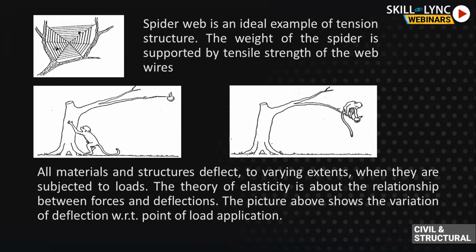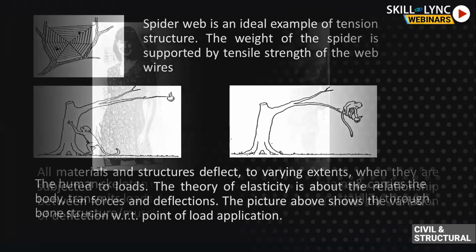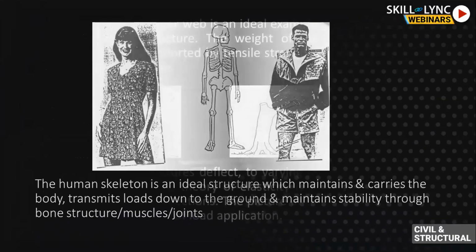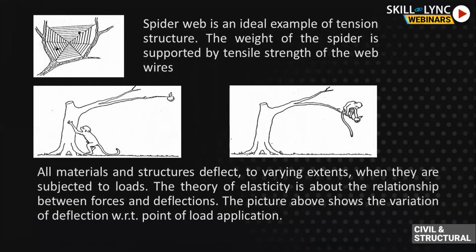Now you can see in my last picture, every structure, whether stable or unstable, moves. Moves means deflects, not moving entirely. It deflects to some extent. In my previous slide I spoke of serviceable and unserviceable. The unserviceable condition is when the structure deflects to a large extent. It seems unsafe to our psychology.